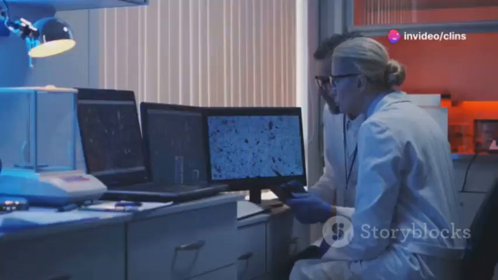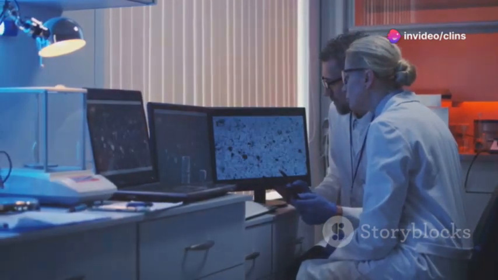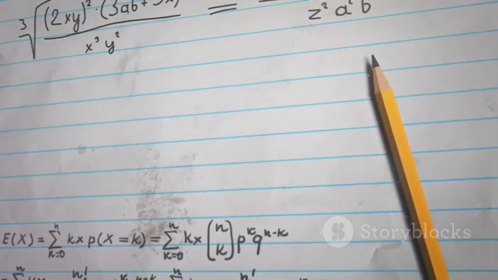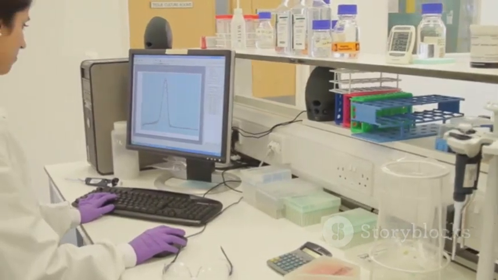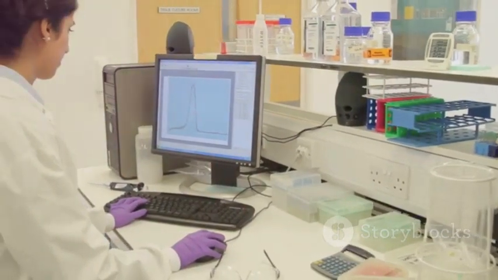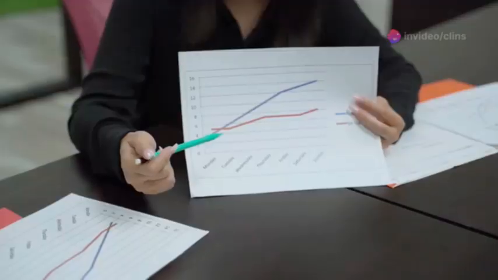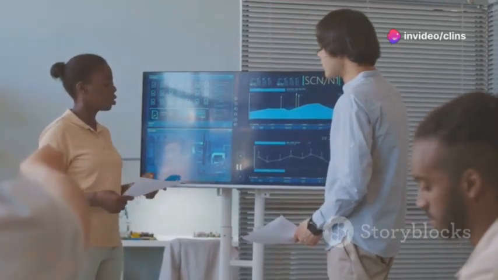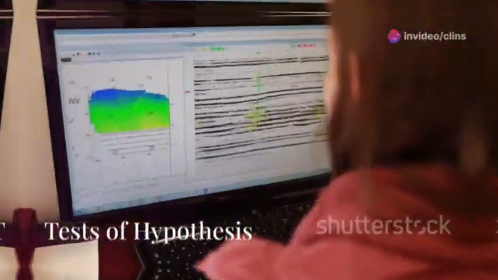Correlation and regression. Correlation: measure of the relationship between two variables. Pearson correlation coefficient, r, measures the linear relationship. Regression predicts the value of a dependent variable based on the value of one or more independent variables. Simple linear regression: one independent variable. Multiple regression: more than one independent variable.